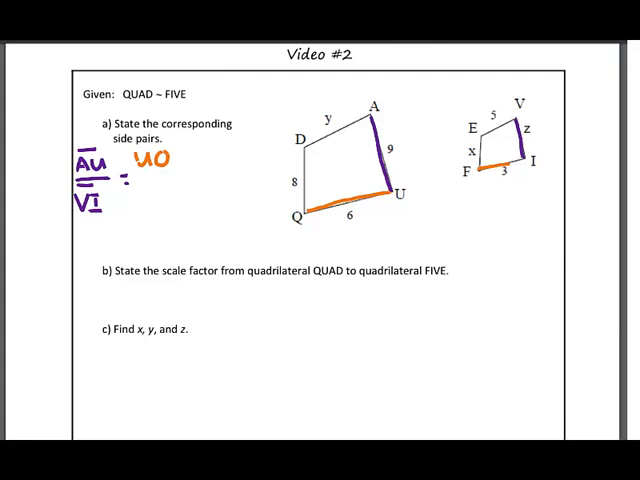UQ over IF. And notice how I'm keeping the order consistent. Since I put the larger quadrilateral in the numerator in the first ratio, I'm putting the larger quadrilateral side in the numerator of the second ratio, and so on and so forth. The next side would be QD. It corresponds with side FE. And last but not least, we have DA corresponds with EV.